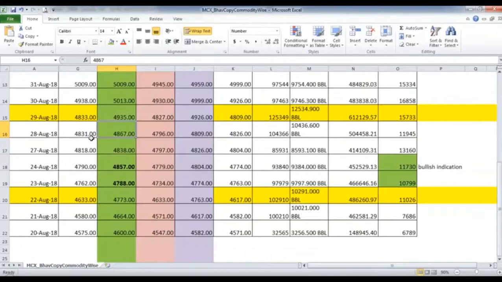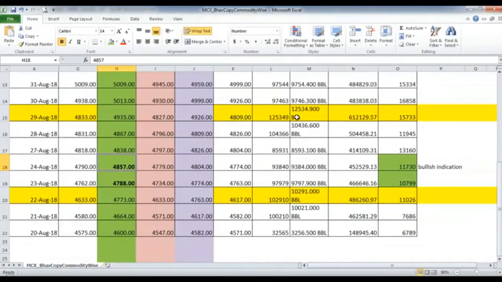Okay. On the next day, it opened at around 4831. Okay. And is it trying to break out 4857? Right? Okay. Now, right after that, there's a sharp movement, but this is an inventory day, which is a problem.